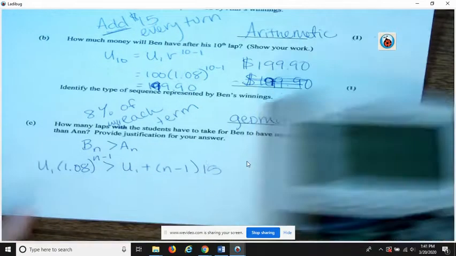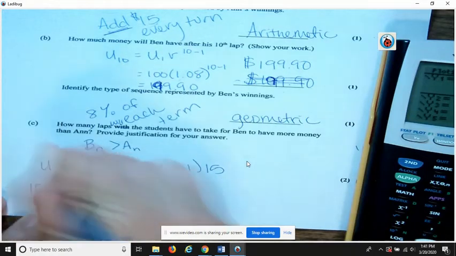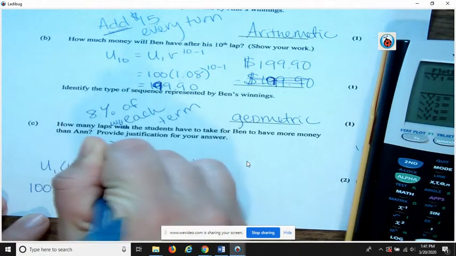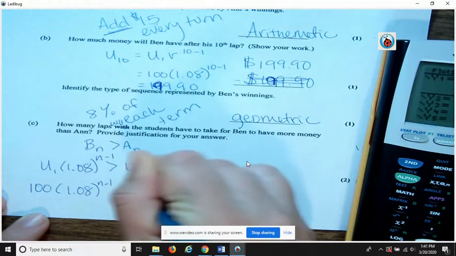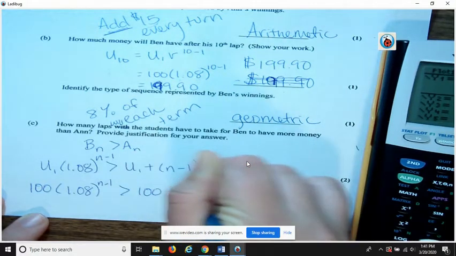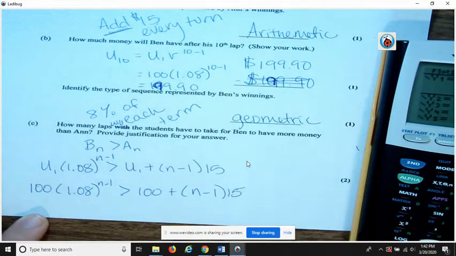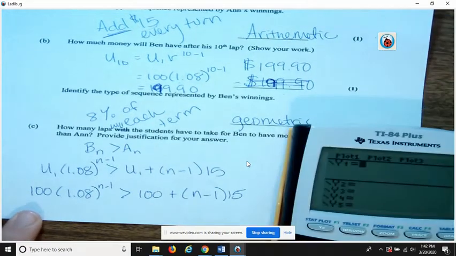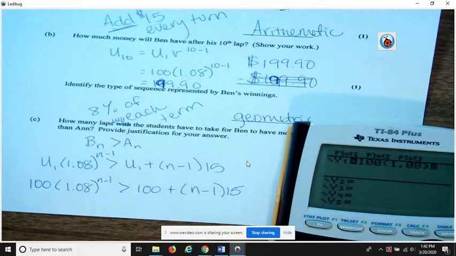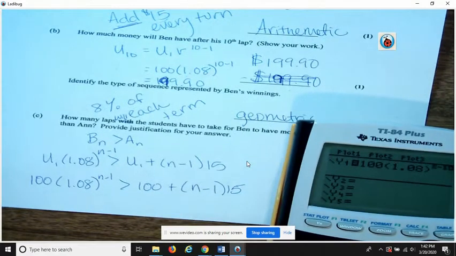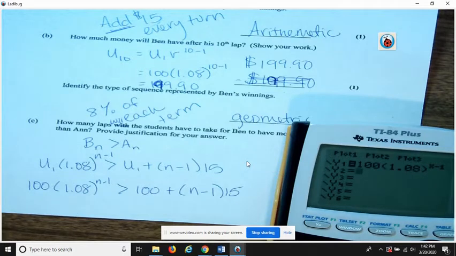We should probably fill in our U1. So 100 times 1.08 to the N minus 1, and 100 plus N minus 1 times 15. Now we only have our variable N. So I'm going to type in 100 times 1.08 to the x minus 1, and then in the y2 section, I'm going to type in 100 plus x minus 1 times 15. And I want to graph those.